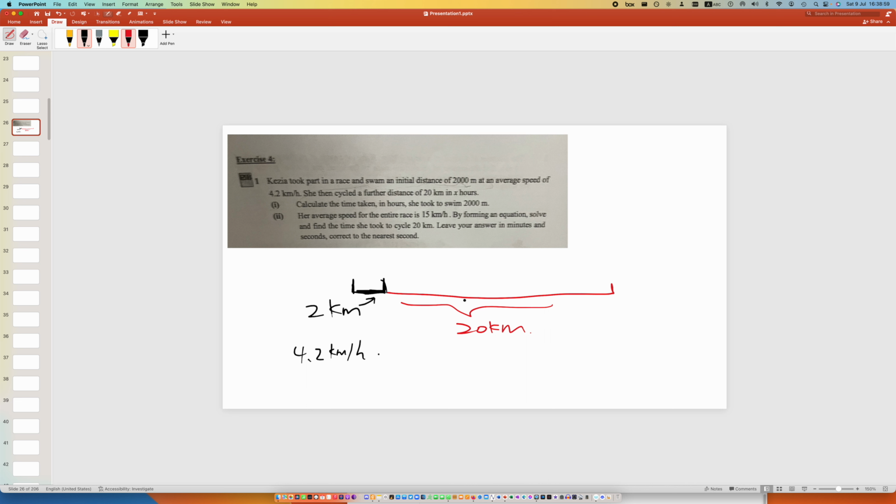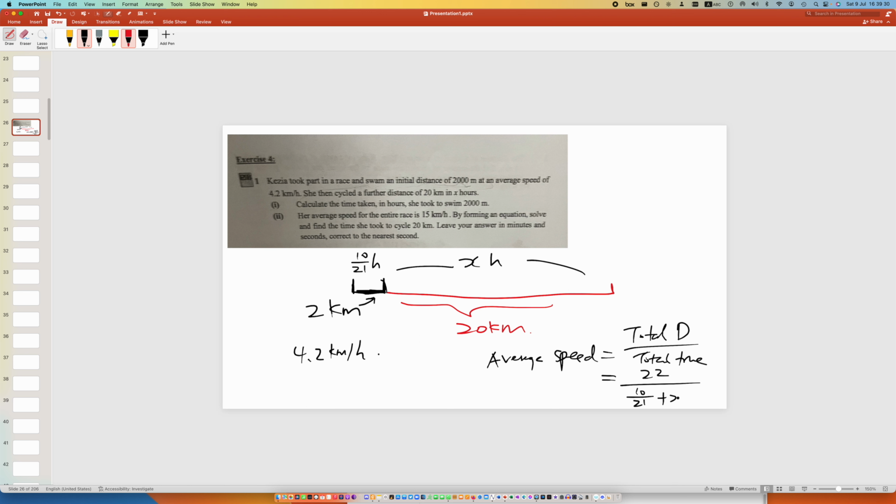So for this part x also, so this is 10/21 hour, right? And this one is x hour, right? So how do you find the average speed? Formula first: average speed is total distance divided by total time. So your total distance is 22. Then you divide by the total time, which is 10/21 plus x. Since you divide, you need a bracket. Then average speed is 15.